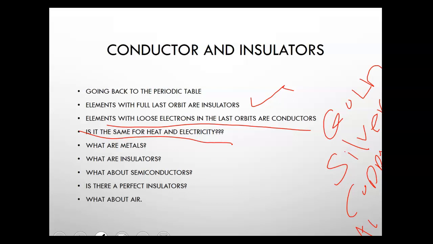What are metals? Metals are atoms with very high density and good loose electrons in the last orbit that can let electrons flow. What are insulators? Materials that are organic based or carbon based that have very stable atoms so they do not conduct. Okay, what about semiconductors?